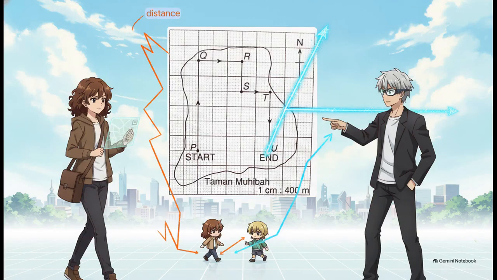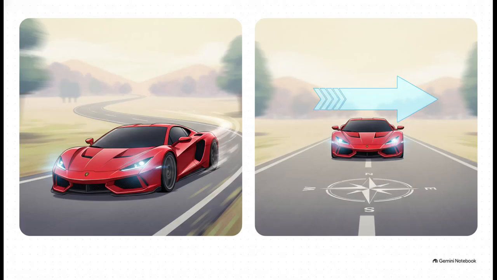Let's ground this with a map of Tom and Muheba. If you start at point P and you need to get to point U, your distance is that winding, block-by-block path you have to walk along the grid lines. But your displacement? It's just the direct, shortest path straight line from P to U, cutting right through any buildings in the way. Now, this crucial distinction applies directly to how fast we are going too.